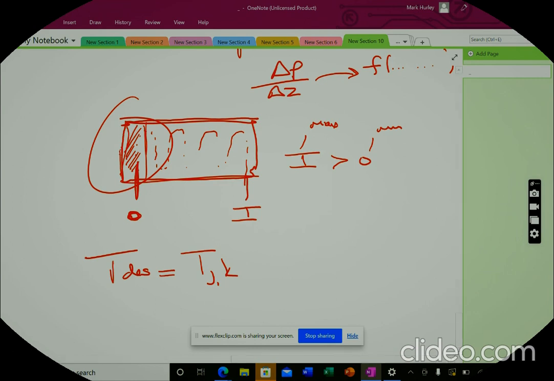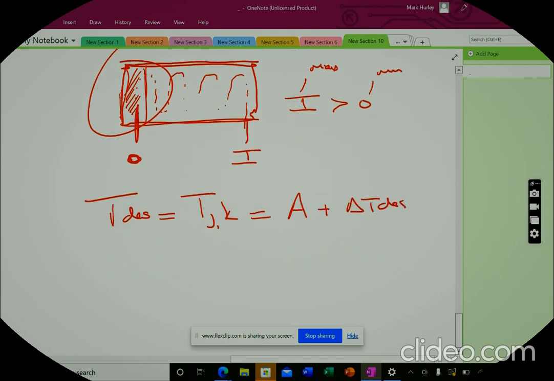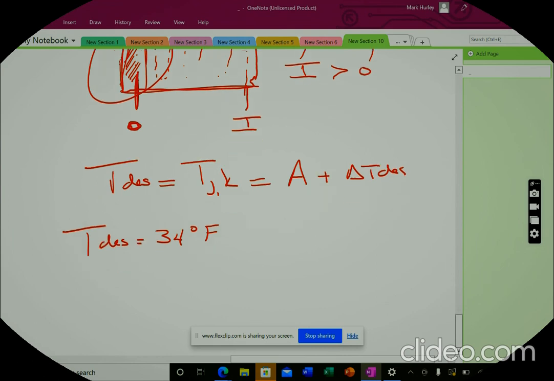We want to target a temperature, and we're going to equate it to A plus delta T design. Suppose our T design is 34 degrees Fahrenheit. Reasonably, it's above freezing, and it gives us some room for error. If we want to de-ice the whole slab, we want to make it above 32. And let's say our ambient is going to be 25.